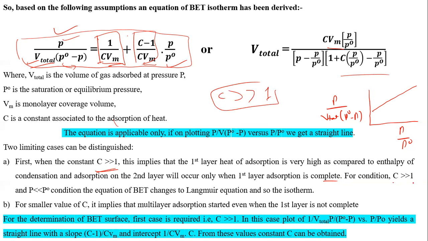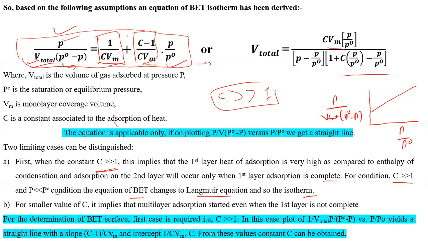For the condition C is very much greater than 1 and P is very much less than your saturation pressure, the BET equation changes to the Langmuir equation and so the isotherm. So अगर आपका C बहुत ज्यादा है 1 से और आपका प्रेशर जो है इक्विलिब्रियम प्रेशर से बहुत कम है, then this equation will change to the Langmuir equation. So this is the first limiting case.